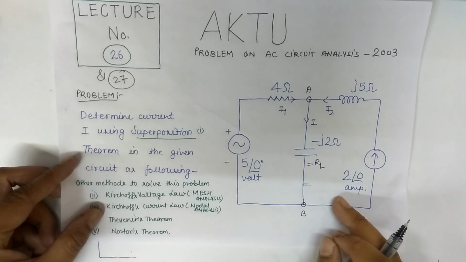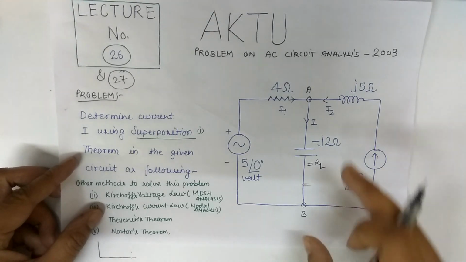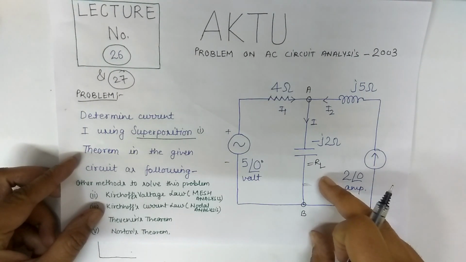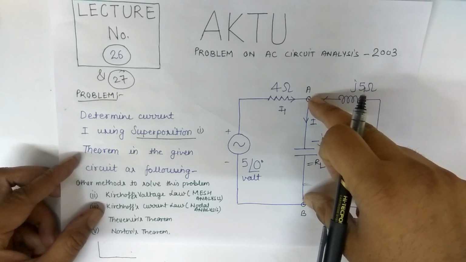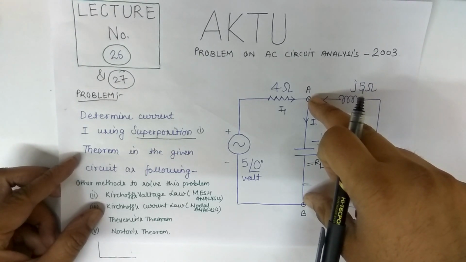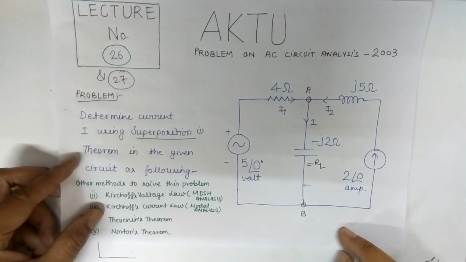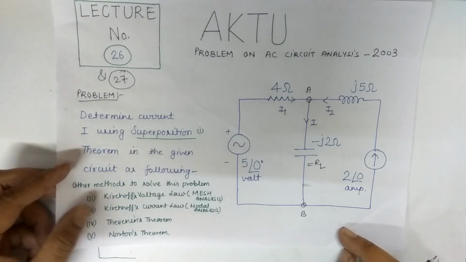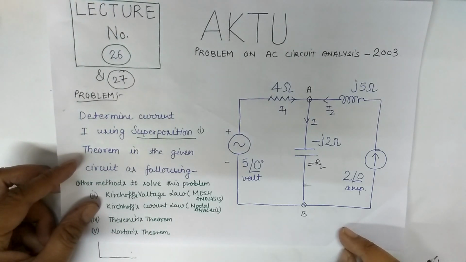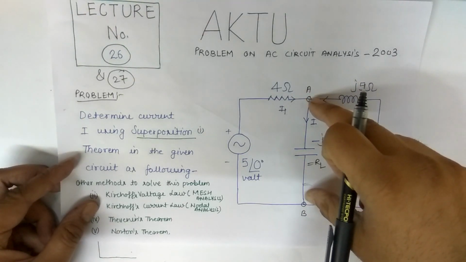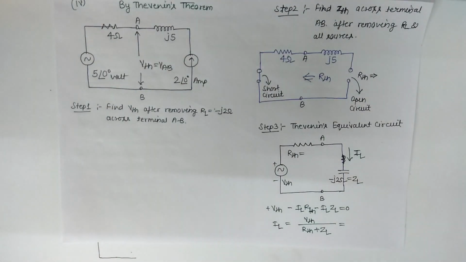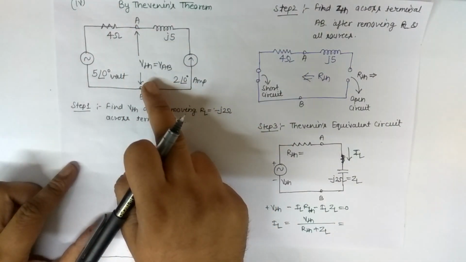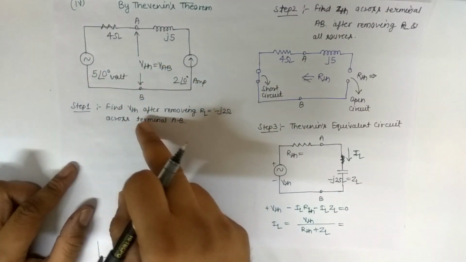So first in step number 1, first of all we remove this RL from the main circuit, and find out VAB. VTH, that will be Thevenin equivalent voltage. After finding VTH, we are required to evaluate RTH or ZTH at these terminals VAB. So this is step number 1, when we require VTH, VAB in this circuit.